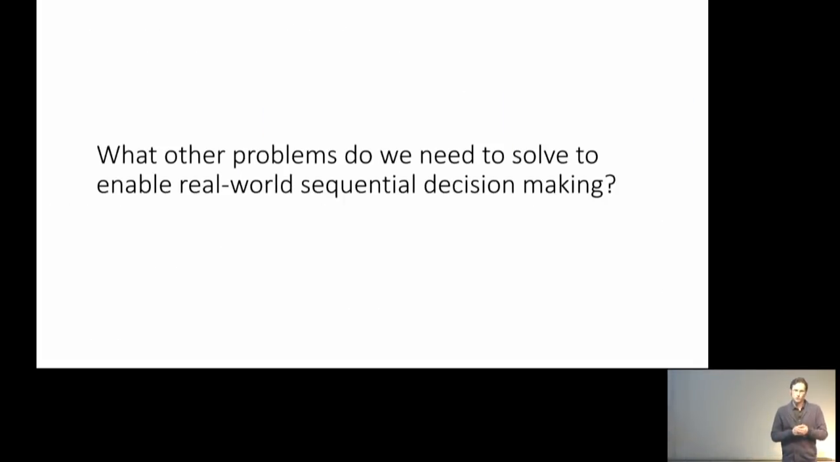Okay, now that's kind of the core of reinforcement learning, the basics of algorithms that solve decision-making problems. But there's more than that, actually, to practical real-world decision-making. So what are some other problems that we need to solve to enable real-world sequential decision-making besides just the core problem of going from observations to actions? And there are actually quite a few others.